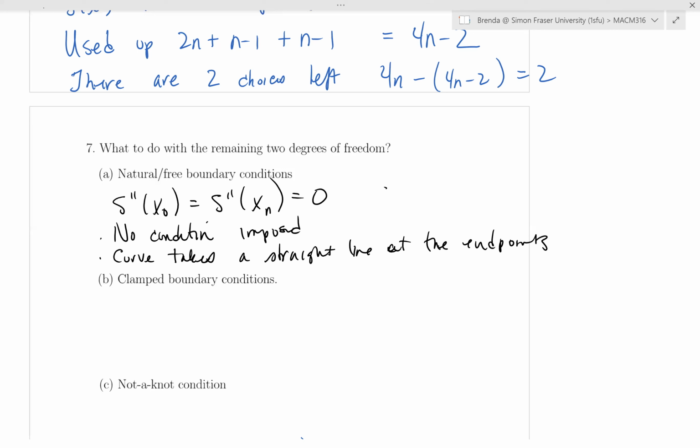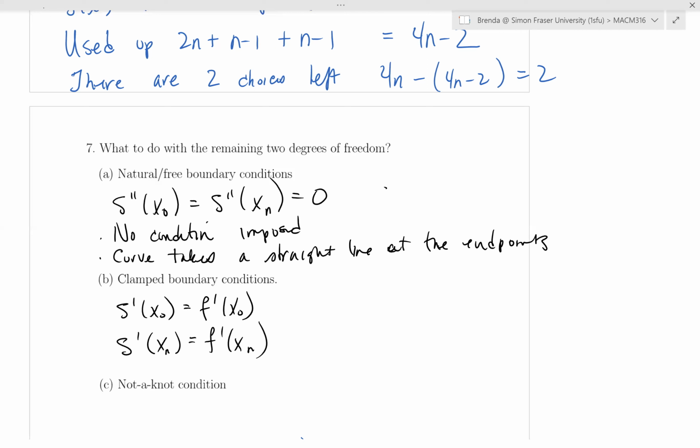That's option one. Two choices for our last two degrees of freedom. The next choice is to match the derivative: the derivative of the polynomial to the derivative of the function at the leftmost endpoint, and to match the derivative at the rightmost endpoint to the derivative of the function at the rightmost endpoint.